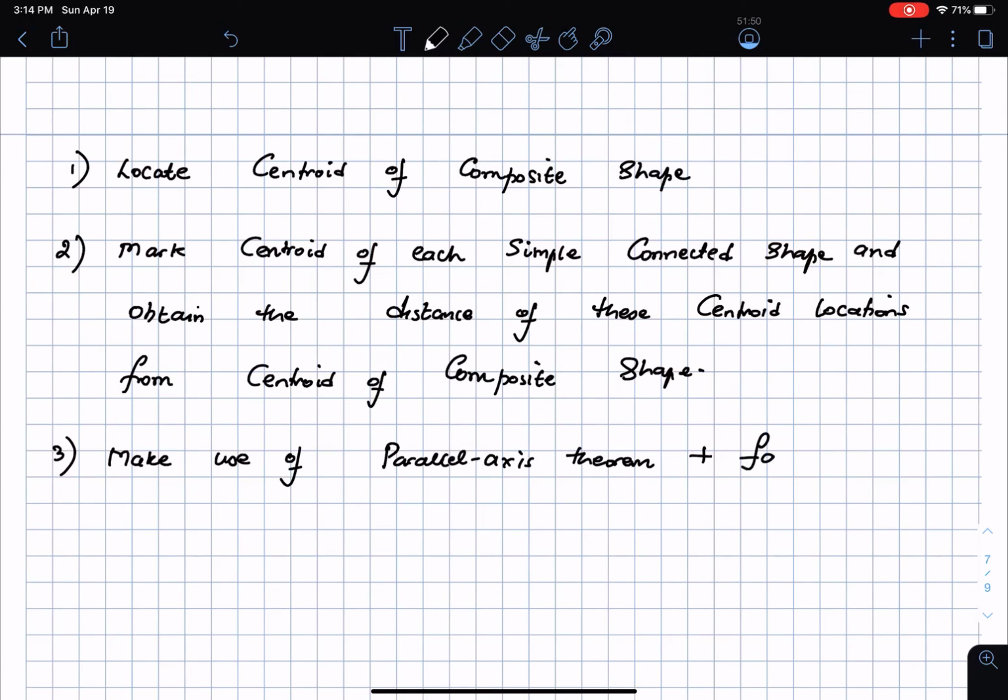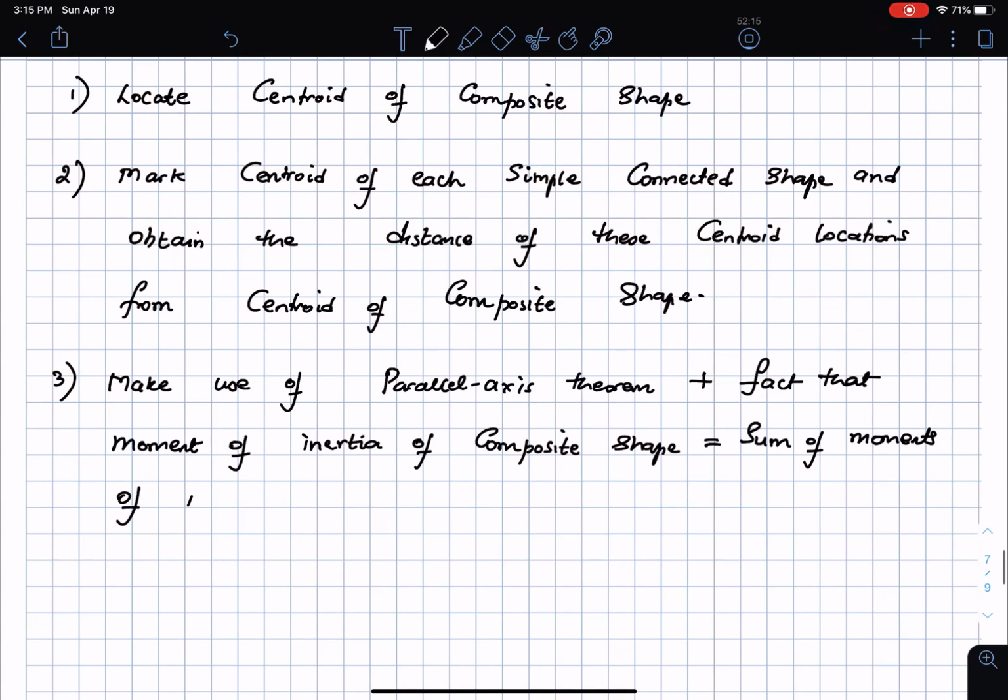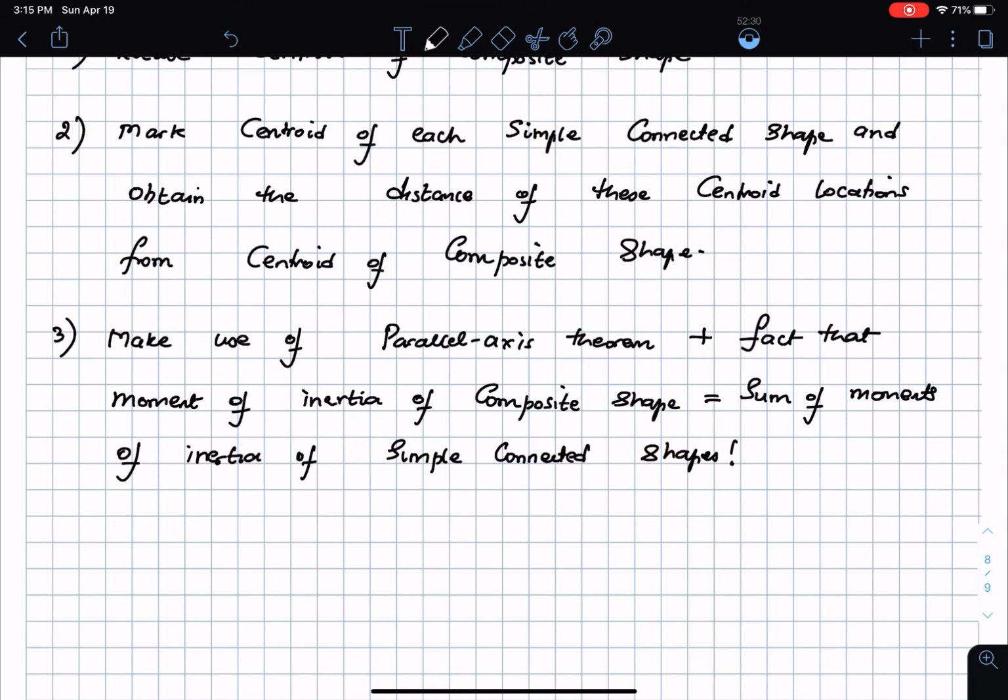Plus the fact that, for the centroid of the composite shape, the moment of inertia of the composite shape is equal to the sum of the moments of inertia of the simple connected shapes. But these have to be with respect to the axis that you're asked to compute this with respect to. In this case, it's the centroidal axis of the T section.